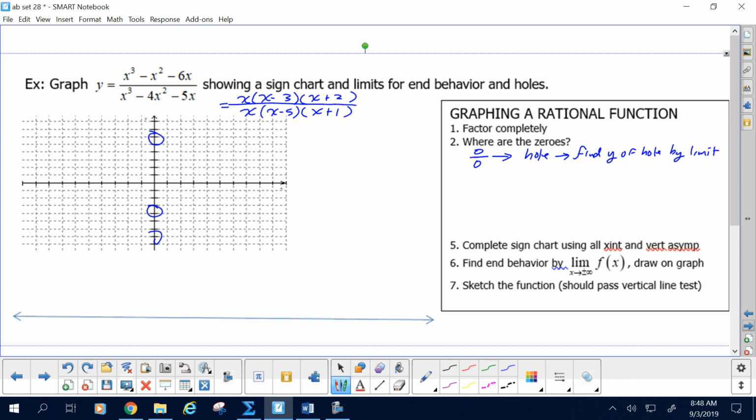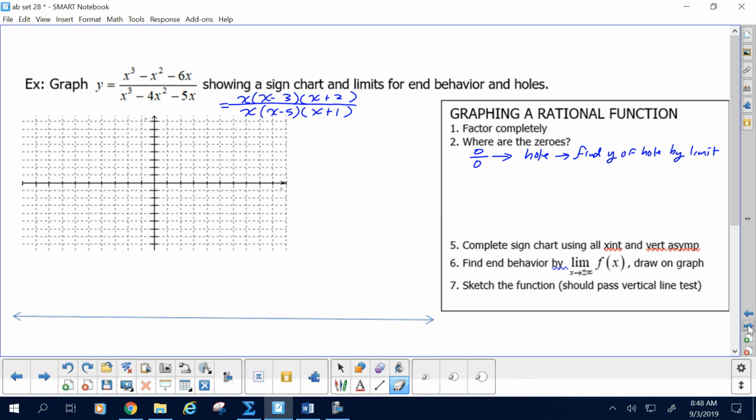Well, the y of the hole can be found by saying as x gets closer and closer to 0, what does the function approach? So when you see a hole, you need to, in essence, do a limit, remove the hole, and say the rest of the stuff, what does it approach? As x goes to 0, what does the top approach? Negative 6 over, what is the denominator approach? Negative 5. And so the hole is at 6/5. When x goes to 0, y goes to 6/5. Just above 1. Yay? All right.